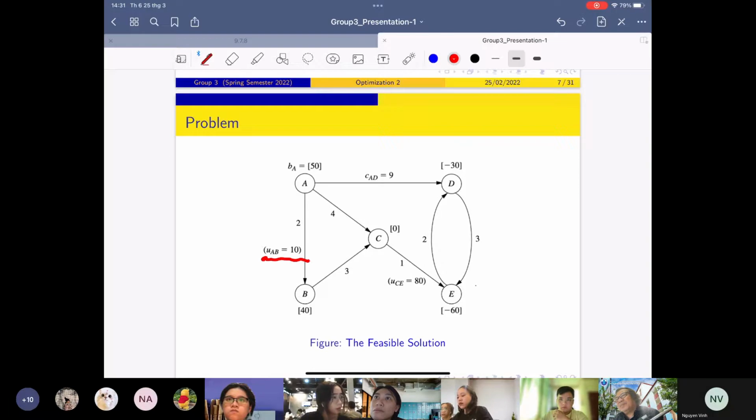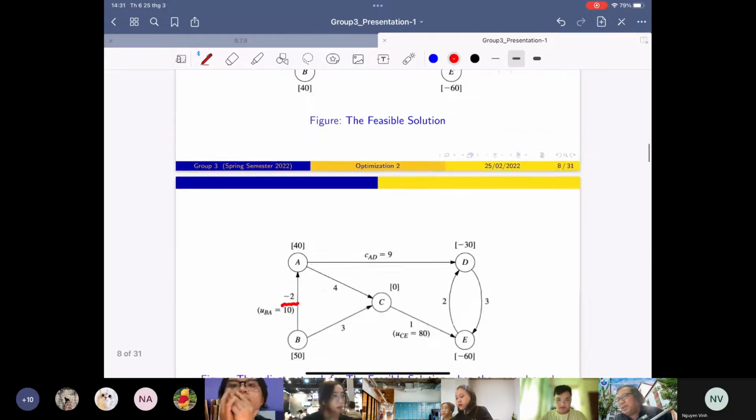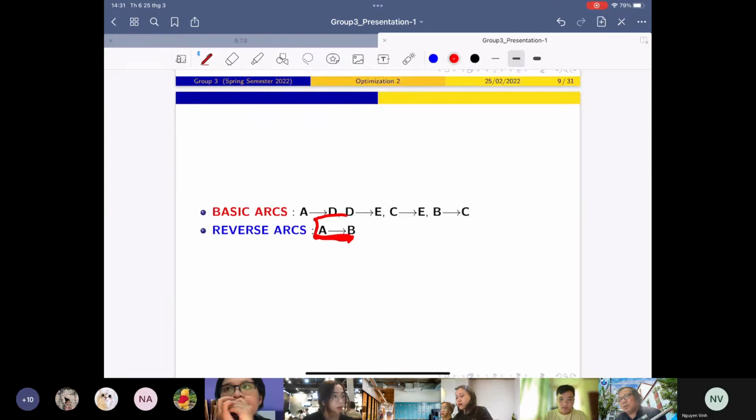Understand, Vinh? Suppose that we have 3 or 4 arcs with the upper bound: UAB, UAC, UCE, for example, DE. But we are all given that AB is a reverse arc, not AC, AD, or DE. Just AB is a reverse arc. Okay, I got it. So you mean that CE is not reverse? No, because we are given that. Not we consider. We are given that AB is a reverse arc.